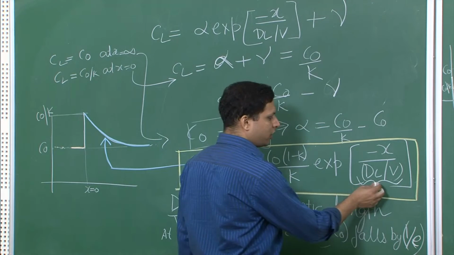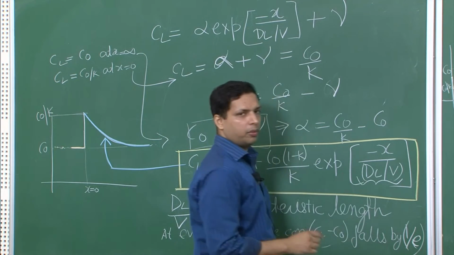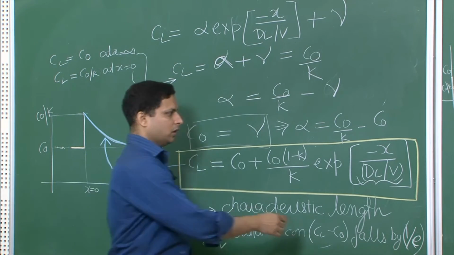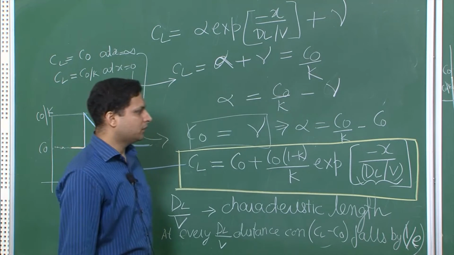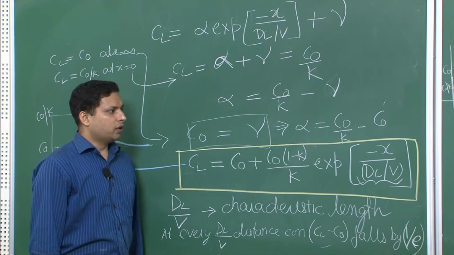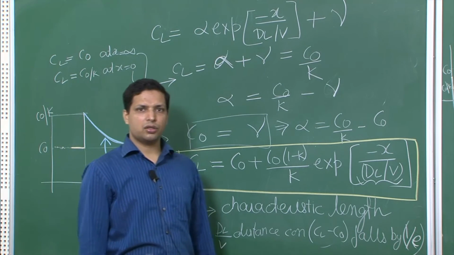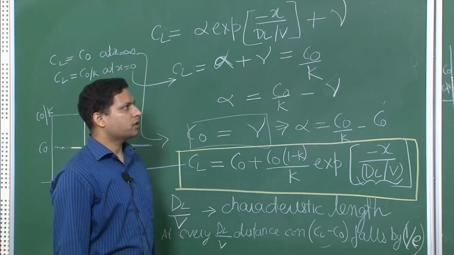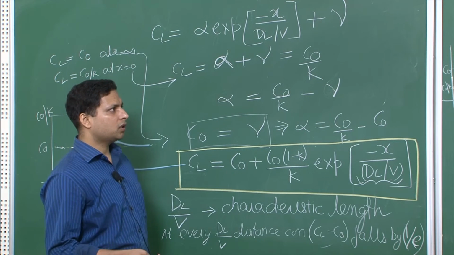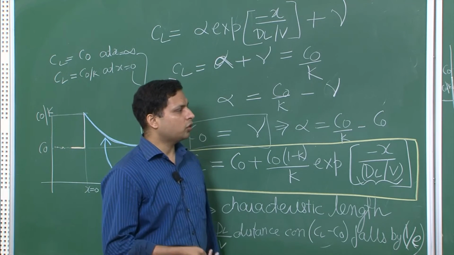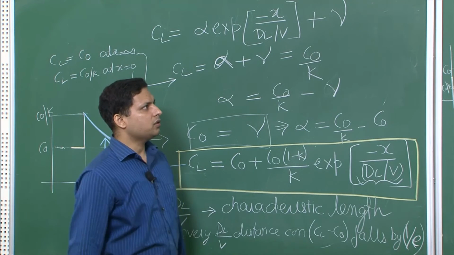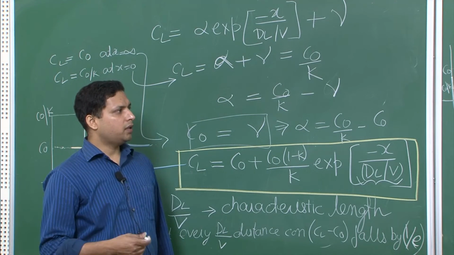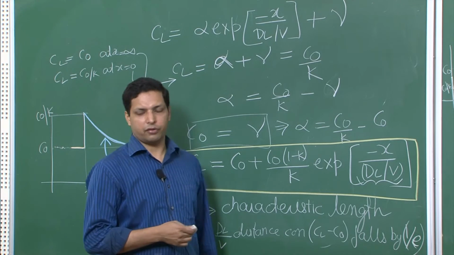as I have already mentioned, its unit would be equal to that of length, because we are dividing x by this quantity D_L over V. So now we have covered 3 different conditions for solidification. One was the equilibrium, next was no solid diffusion but complete homogenization in liquid, and this third one was no solid diffusion and limited liquid diffusion.